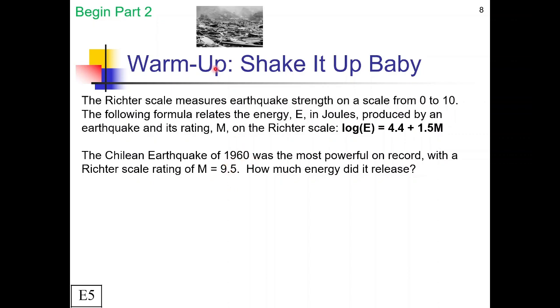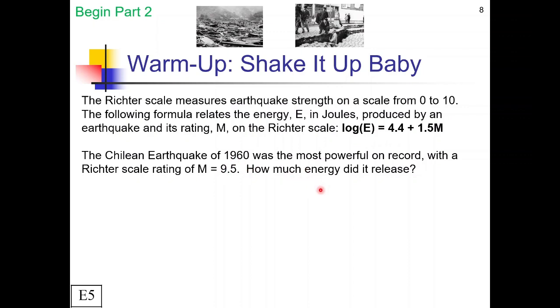That's pretty crazy. So here are some actual pictures that were taken after this earthquake. This thing was just absolutely devastating. The question we're curious about here is how much energy did this thing release according to this equation? So we've got this equation here. Pause the video and see if you can start working through this question.